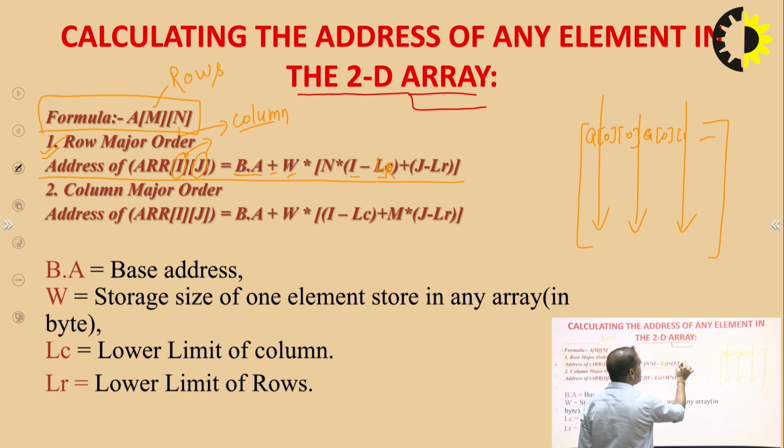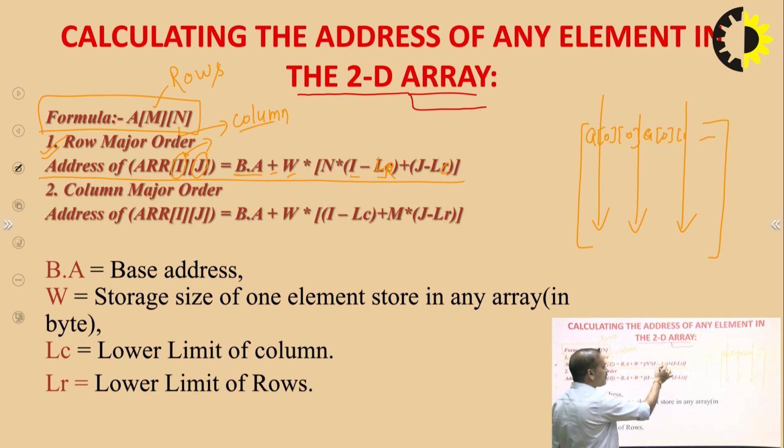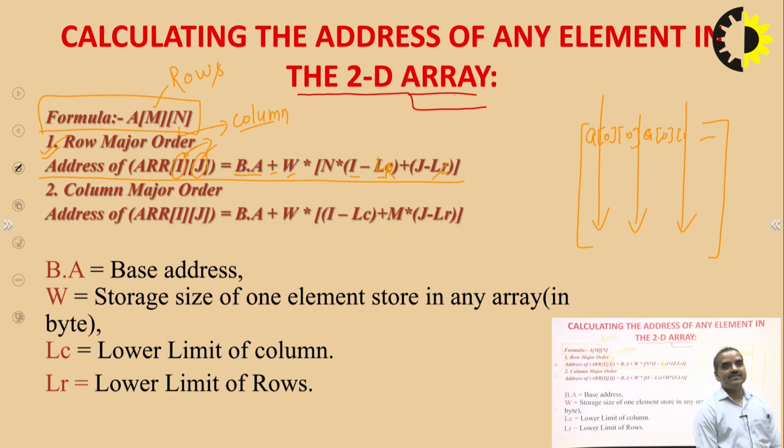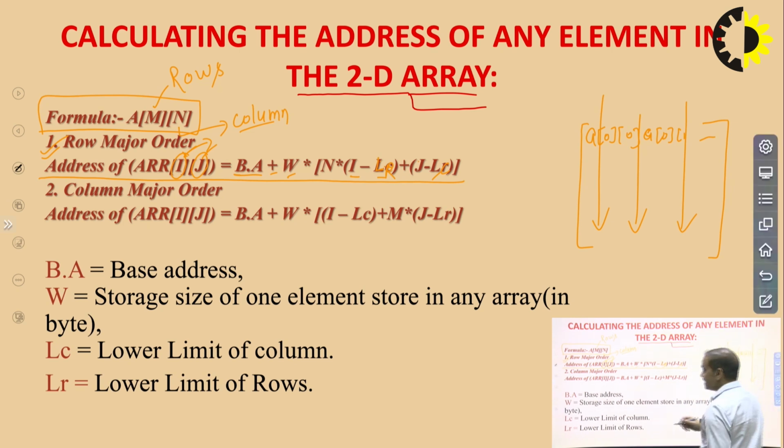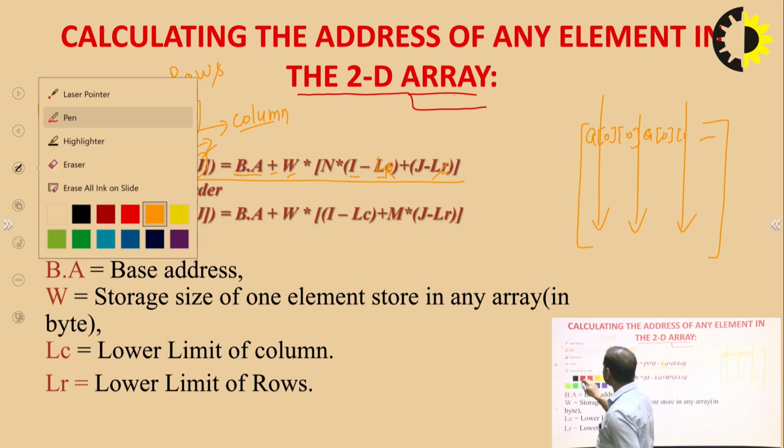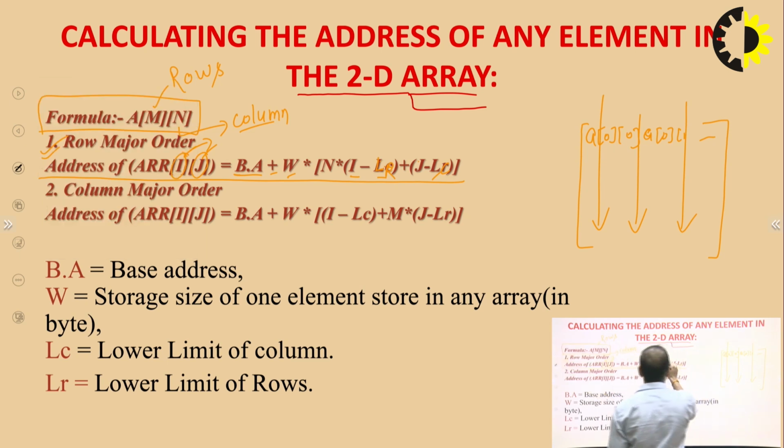Here J minus the lower bound of column. We subtract the lower bound of rows from the row and the lower bound of column from the column. I is the row and J is the column, so we have to use LR and LC. LR is the lower bound of the row number and LC is the lower bound of the column number. By using this formula, we can calculate the address of any element in the given array. Here is LR and here is LC.